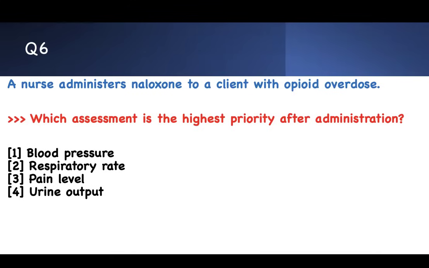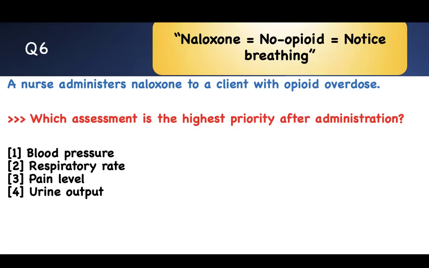These questions are not hard. I do not make it damn hard. I just want you to use critical thinking. They are straightforward. If you overthink it, you get them wrong. So which assessment is the highest priority after administration of these medications? If it's going to decrease or improve your heart rate, or improve your respiratory rate, then the assessment with the highest priority after administration is what? Checking your respiratory rate. So number 2 is the right answer.